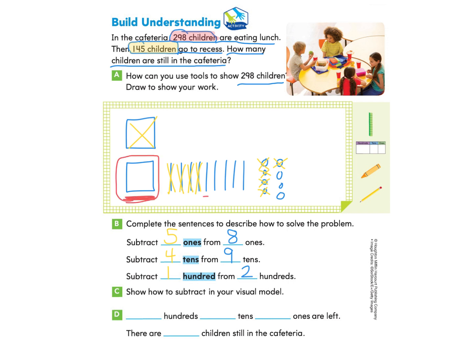We have 1, 2, 3, 4, 5 groups of 10 here, and we have 3 ones. So what do we have left? We have 100, 5 tens, and 8 ones left. And so we can look at the final statement here. There are 158 children still in the cafeteria. Nice work. Let's look at the next page.